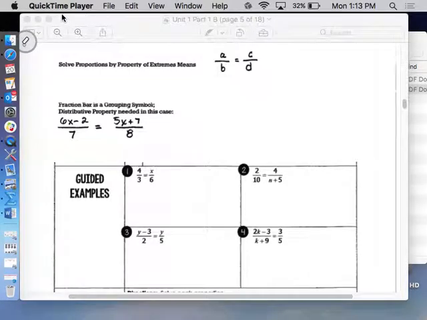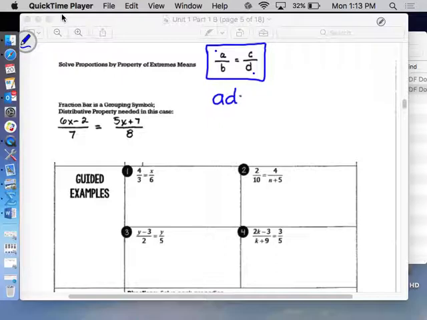This video will talk you through solving algebraic equations that are proportions using the property of extremes and means. So this is the basic representation of extremes and means: A over B equaling C over D. And this is cross multiplication. The extremes will be the product of A and D, and the means will be the product of B and C. Sometimes students think of it as making a shape like that.